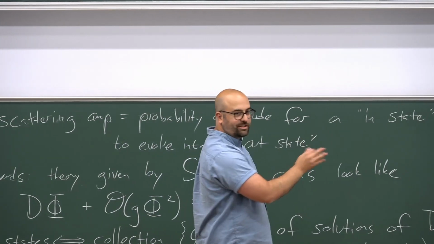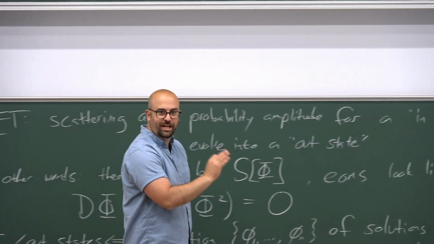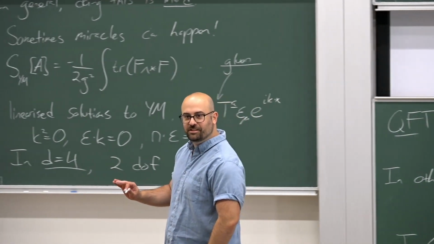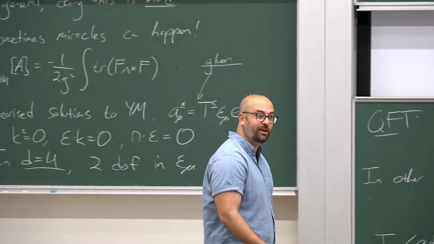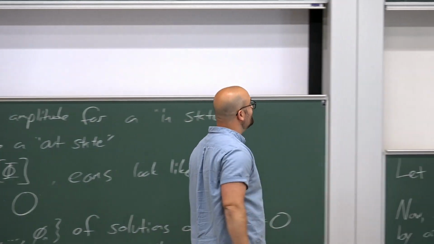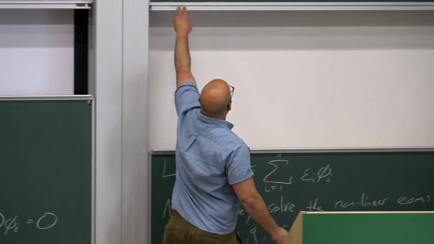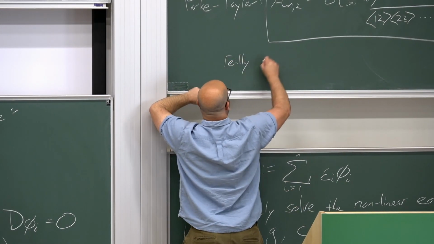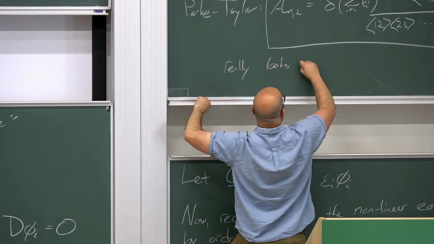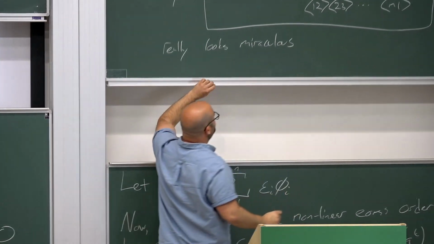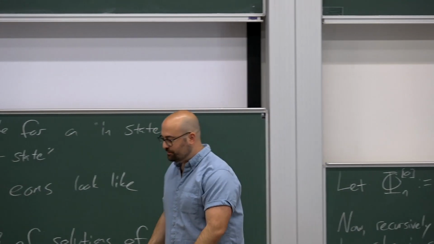Now, okay, it's a cute formula, but I really want to hammer home, this is a formula that's true for any n. So it's resumming an infinite number of Feynman diagrams, or an infinite number of contributions to this multilinear piece of the action. So it really looks miraculous. And people understood it was miraculous at the time it was written down.